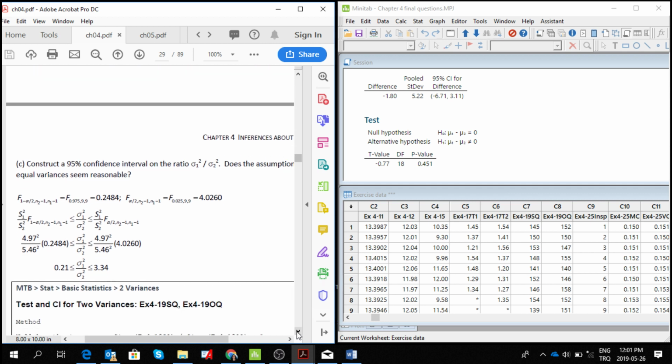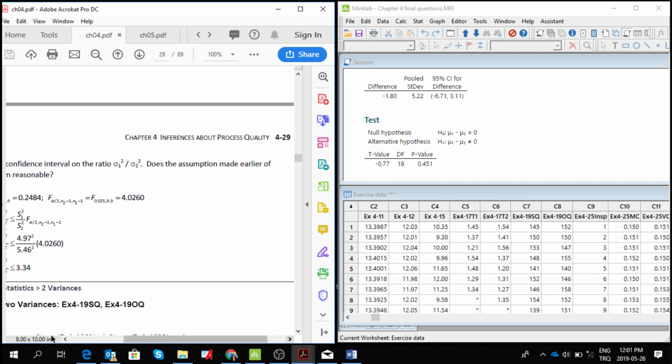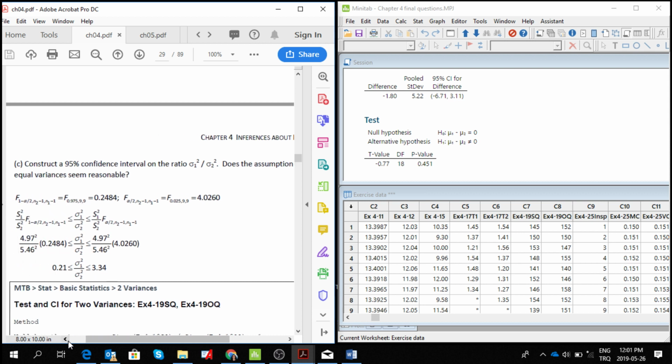And then in part C, construct a 95% confidence interval on the ratio sigma 1 squared over sigma 2 squared. Does the assumption made earlier, equal variances, seem reasonable? That's what it says. So whenever we have the ratio of variances, we have the F test. You remember the F test.